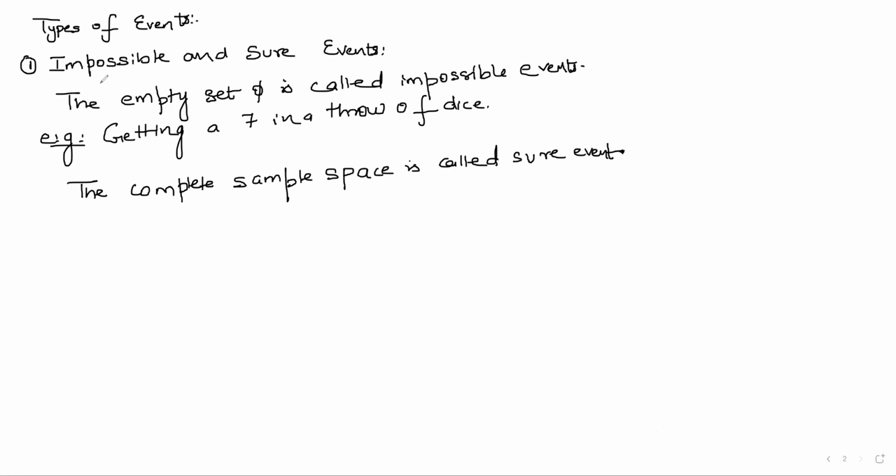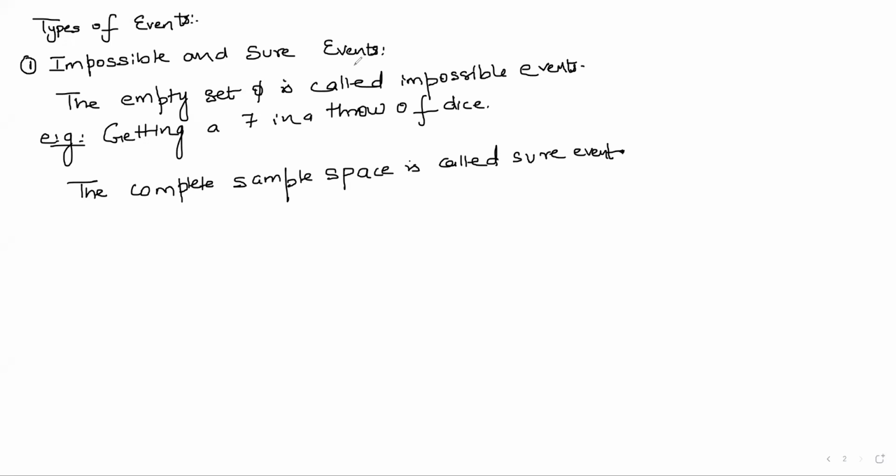So we have types of events. The first is impossible and sure event. So what is an impossible event? The empty set. The empty set is called impossible, which can never occur. Impossible events mean those which can never occur. So for example, getting a 7 on the throw of a die.